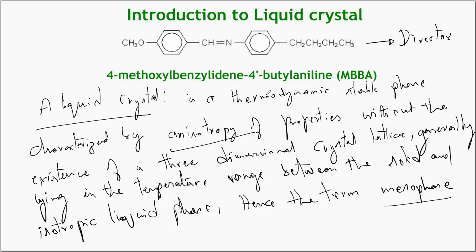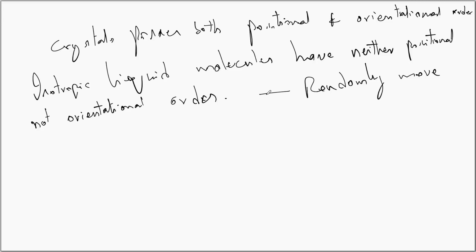The structure of the liquid crystal is like a rigid rod. Along the length of the rod we have the director. Crystals generally possess positional and orientational order. Isotropic liquid molecules have neither positional nor orientational order, and because of that we have an isotropic liquid. So liquid crystals have a state between the solid state and the isotropic liquid state.